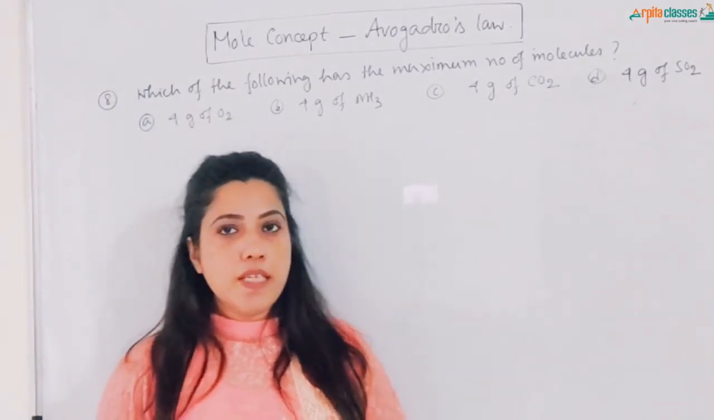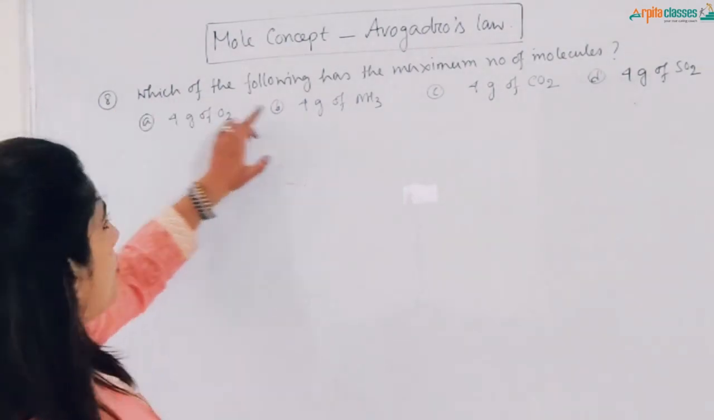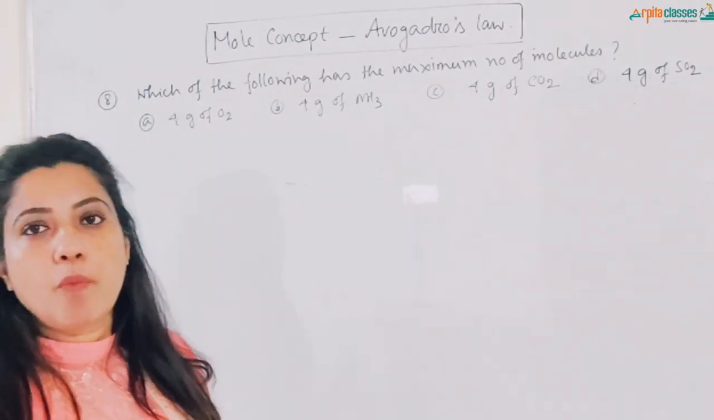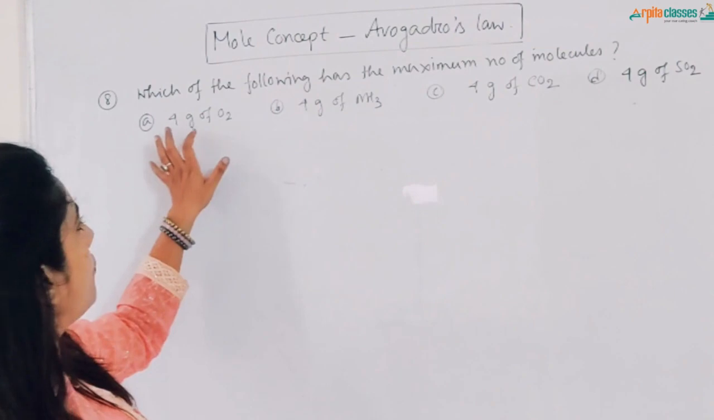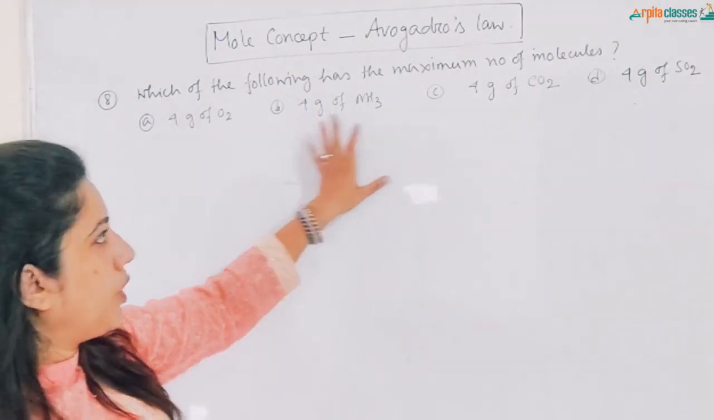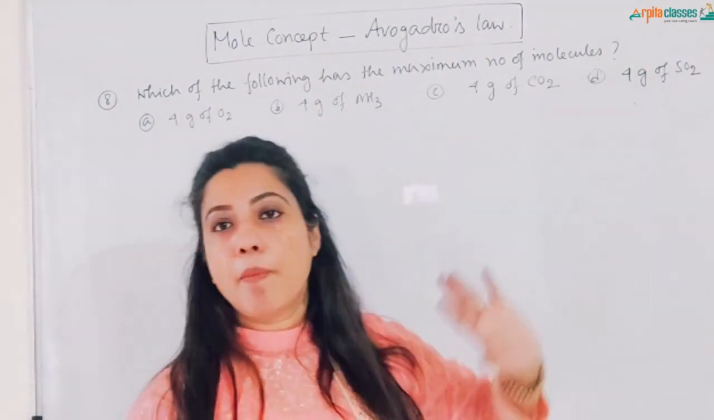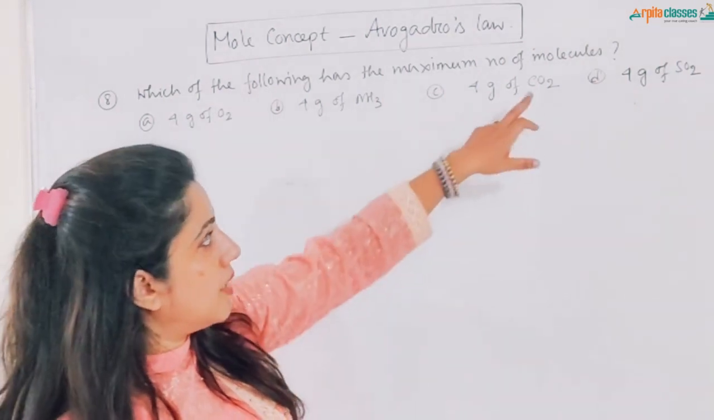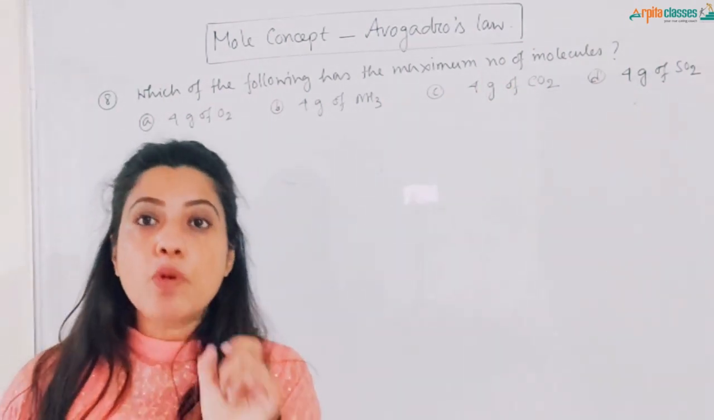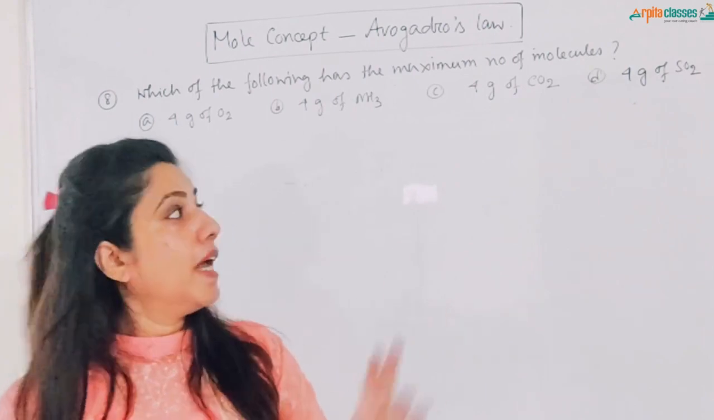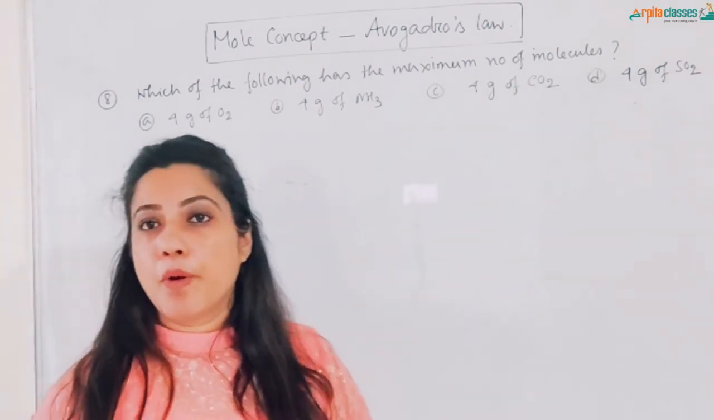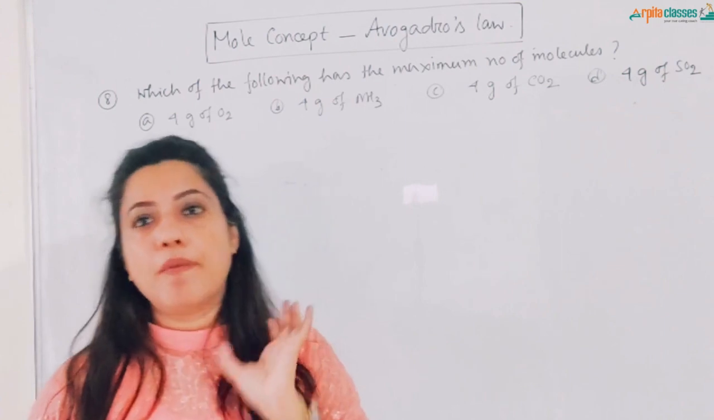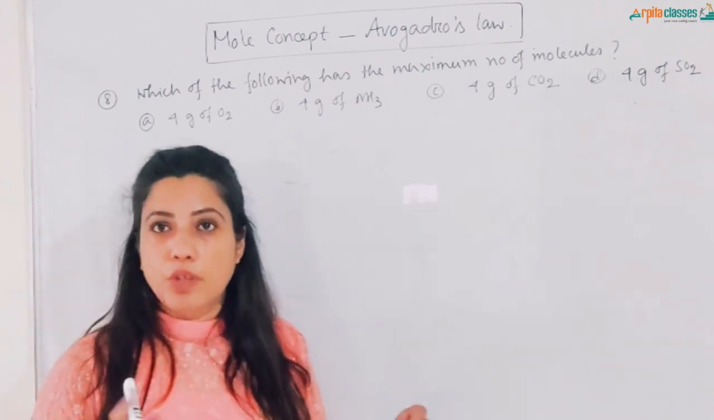So the next question is question number 8, which of the following has the maximum number of molecules? And here it is given 4 gram of oxygen, 4 gram of ammonia, 4 gram of carbon dioxide and 4 gram of SO2. That means the amount is given in gram and it is asked the number of molecules. That means the molecular mass of the substance is equal to Avogadro's number of molecules. These two things we have to take out from the 4 relationships.